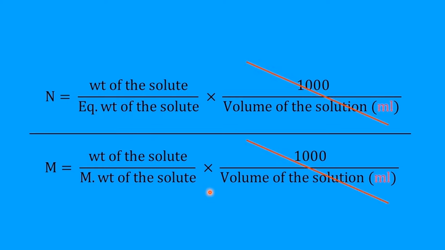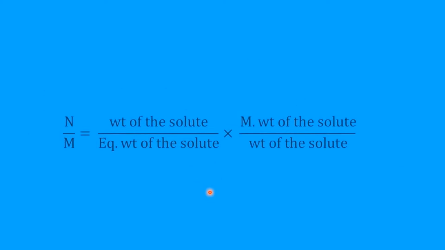Let us divide and cancel these two. What do we get? Here, weight of the solute, here weight of the solute, because we are talking about the same solution. For the same solution we are talking about normality and molarity, so the weight of the content is common. Say a glucose bottle is taken, and its concentration is expressed as normality and molarity. The solute content is the same, so cancel the weight of the solute.